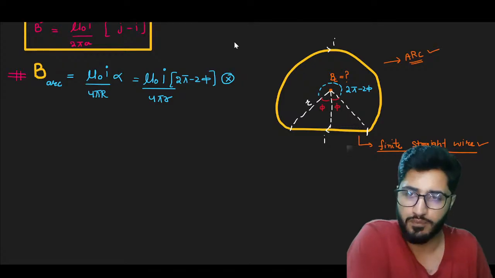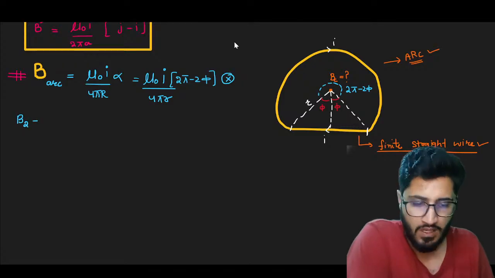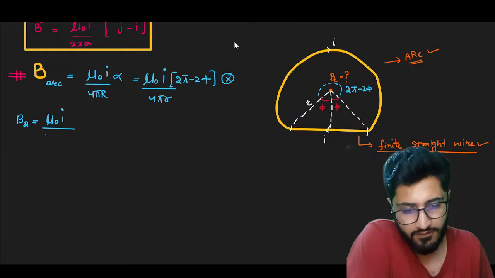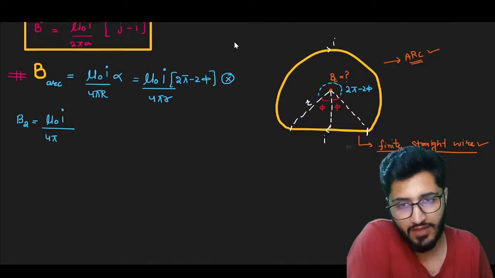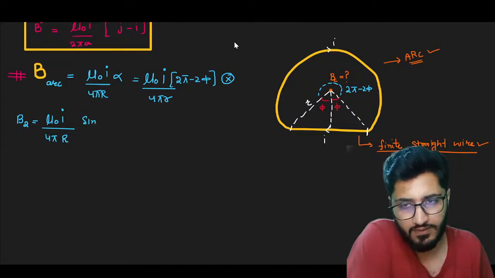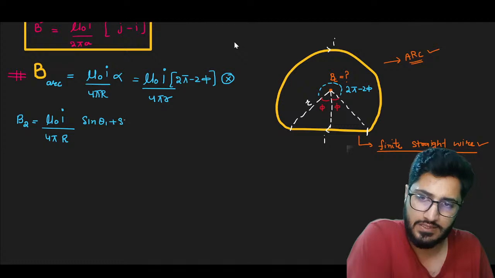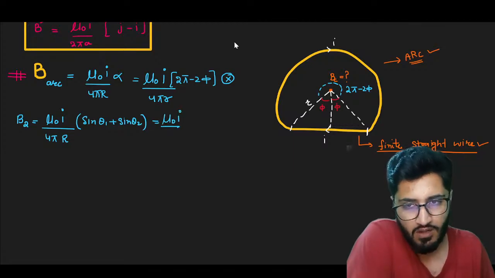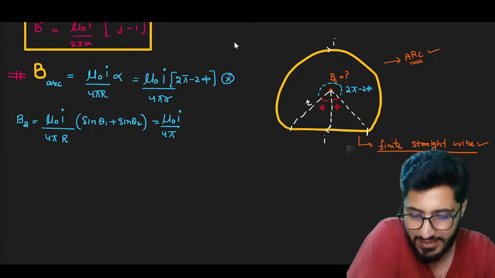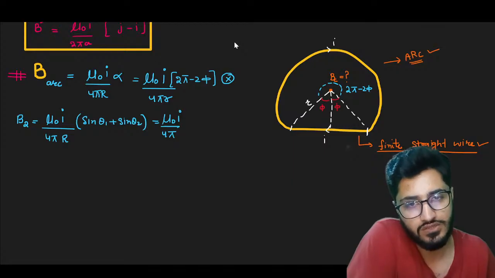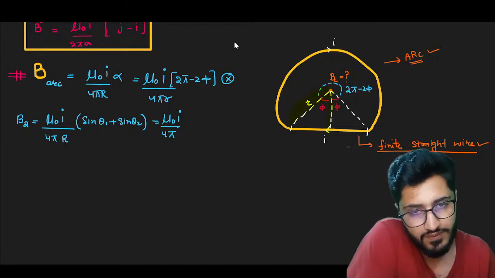Now due to B2. B2 means due to the straight wire. So the formula is mu naught I divided by 4 pi r, then sine theta 1 plus sine theta 2, and this one is my general formula. What is r? R simply indicates the distance of your wire from the point. So it is not this one. No, it is this one, the straight one.